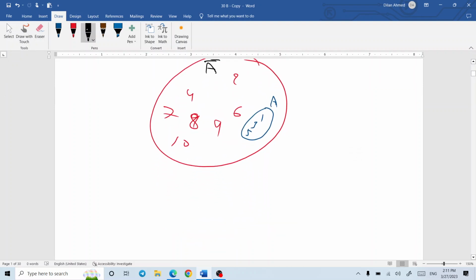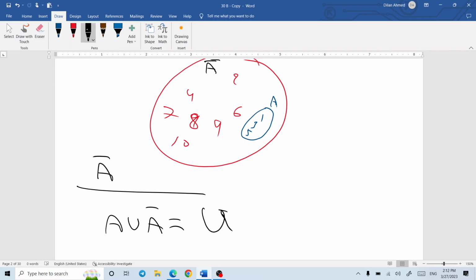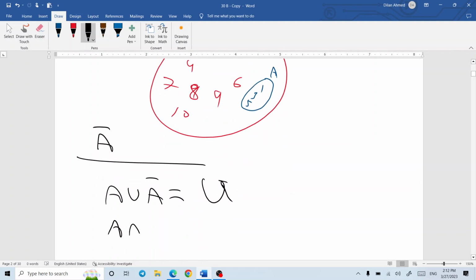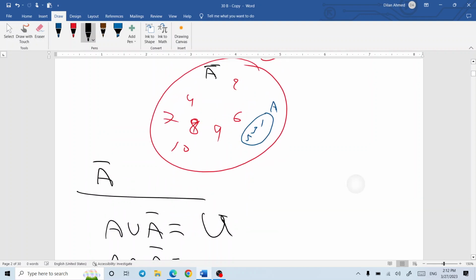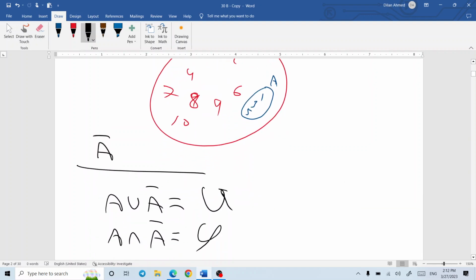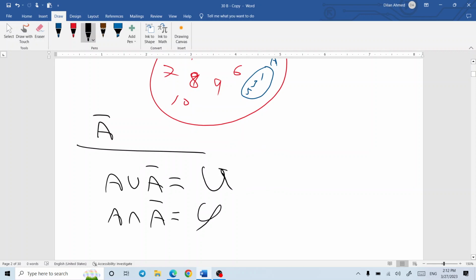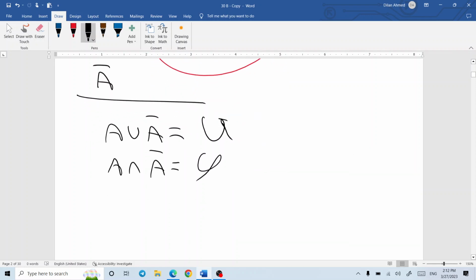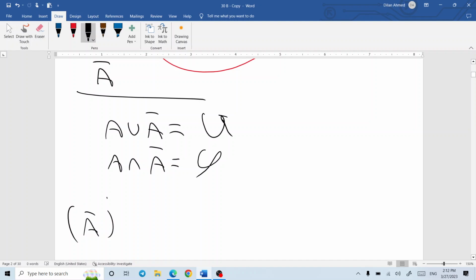And we have such properties with the complement of A. You can see A union A complement is equal to what? Universal set, right? And A intersection A complement is equal to what? Nothing, because they are disjoint. They are complements of each other. Understood? If I ask you, complement of complement of A equals what? A itself, right?